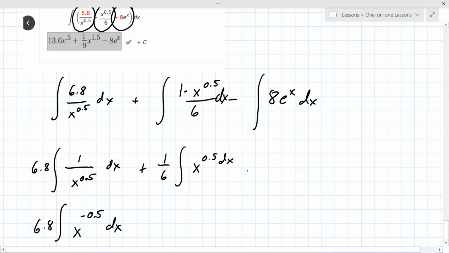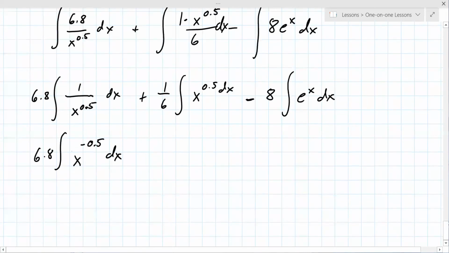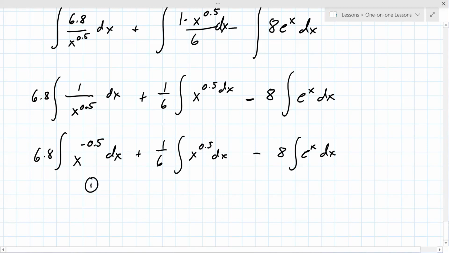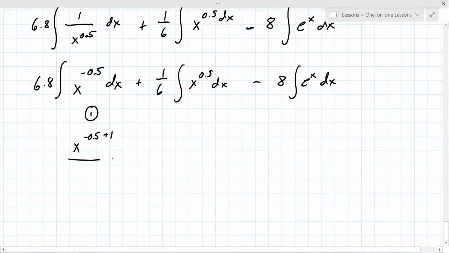And then this last one here, this 8 can come out in front, so it's -8 integral e to the x dx. So let me just rewrite these down here. 1/6 integral x to the 0.5 dx -8 integral e to the x dx. Okay, so now for the first one here, this is a power rule. So you're gonna add 1 to the exponent, and you're gonna divide by the new exponent. So you just write it again.